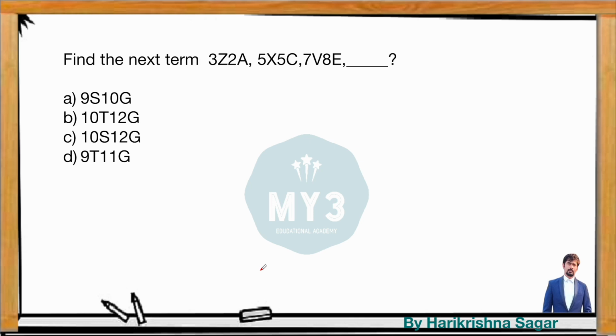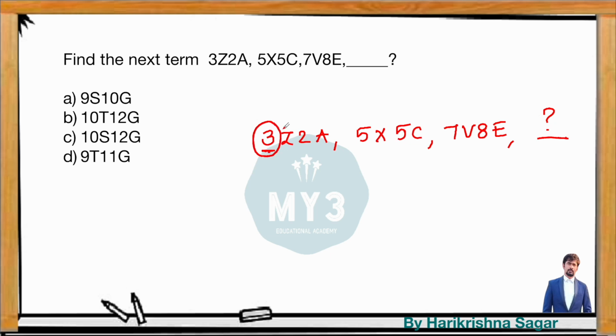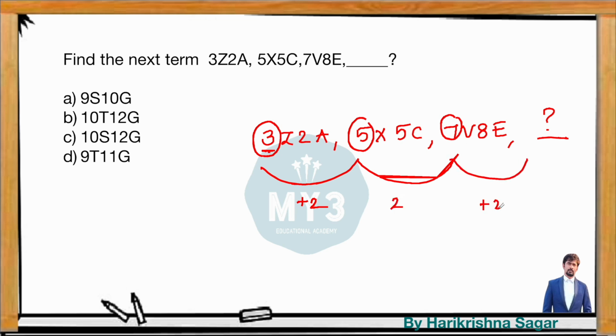Look at the first question on the screen. If you observe this question, 3Z2A, 5X?C, 7V8E. What is the next term in the sequence? To find out the next term, just look at 3 as the first term. 3 becomes 5, there is a 2 increase. Again 5 becomes 7, there is a 2 increase. Then 7 will be increased by 2. 7 plus 2 is going to be 9. Your answer should start with 9. Look at which option is starting with 9. Either A or D will be the answer.